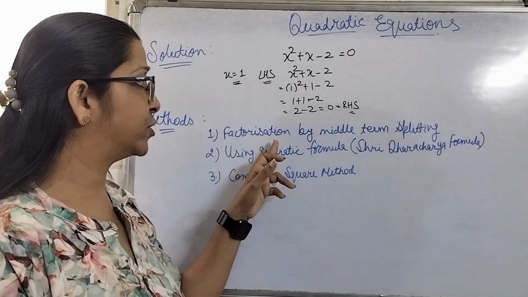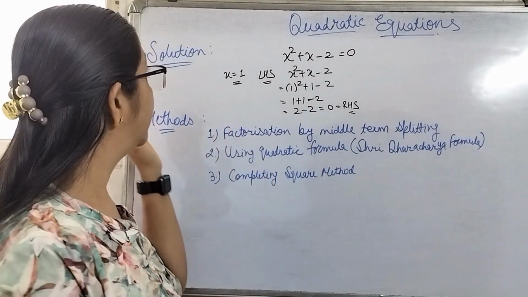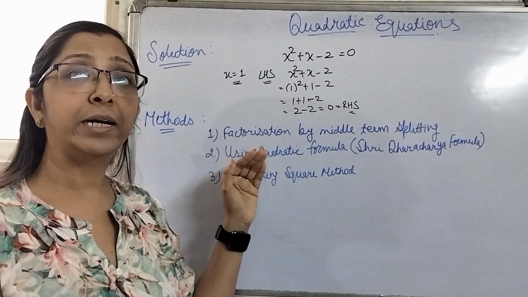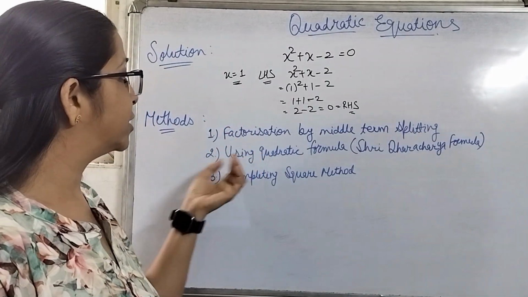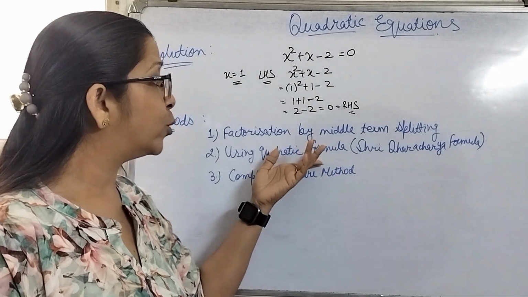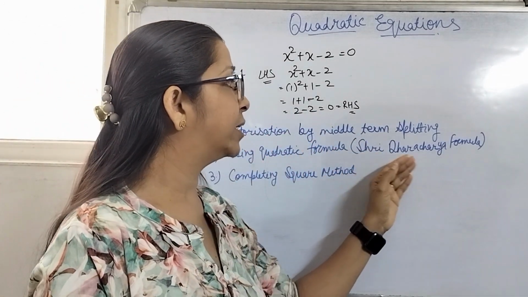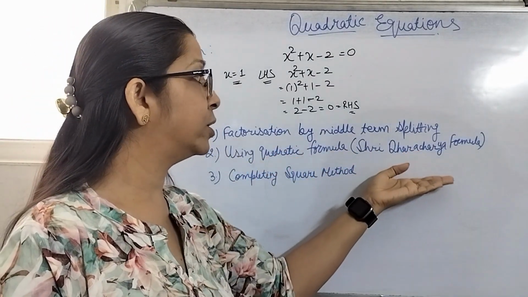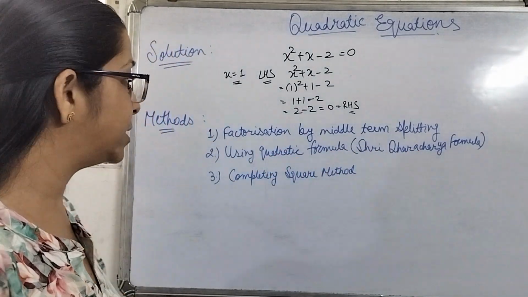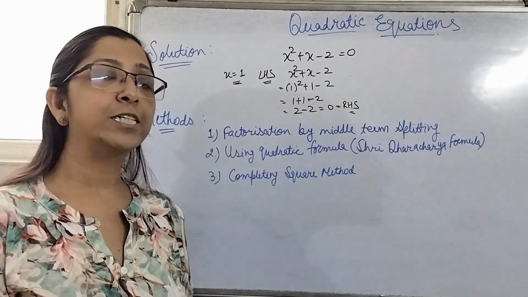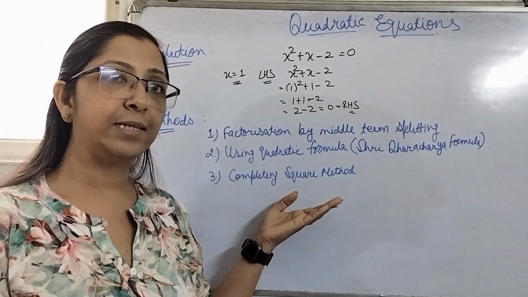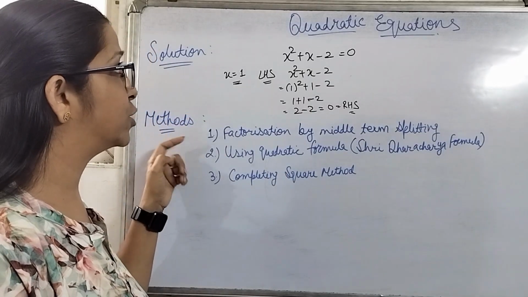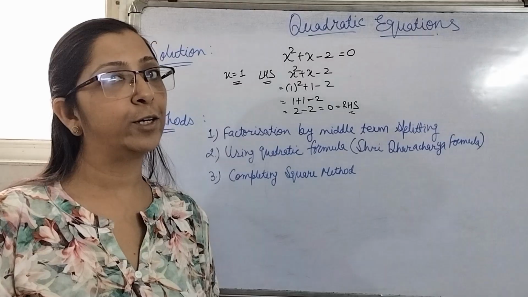So by factorization, the middle term splitting, we can find the zeros of your quadratic polynomial or the roots of the quadratic equation. Now the second method is using the quadratic formula. This quadratic formula is also known as Sridharacharya formula. These two are the same. We will be discussing it. The third method is the completing square method. This is beyond our syllabus, so we won't be discussing this method in this chapter. We will be discussing the first two methods of finding roots of quadratic equations.